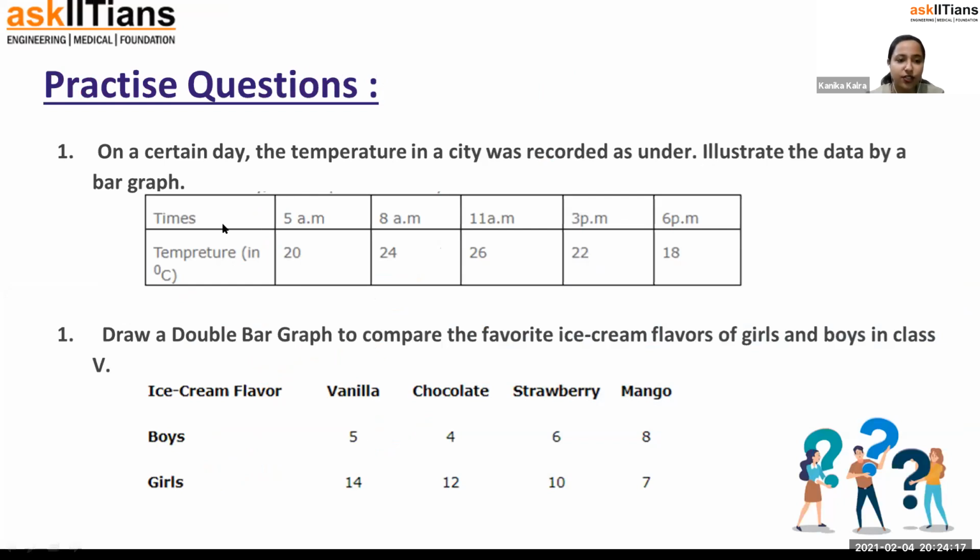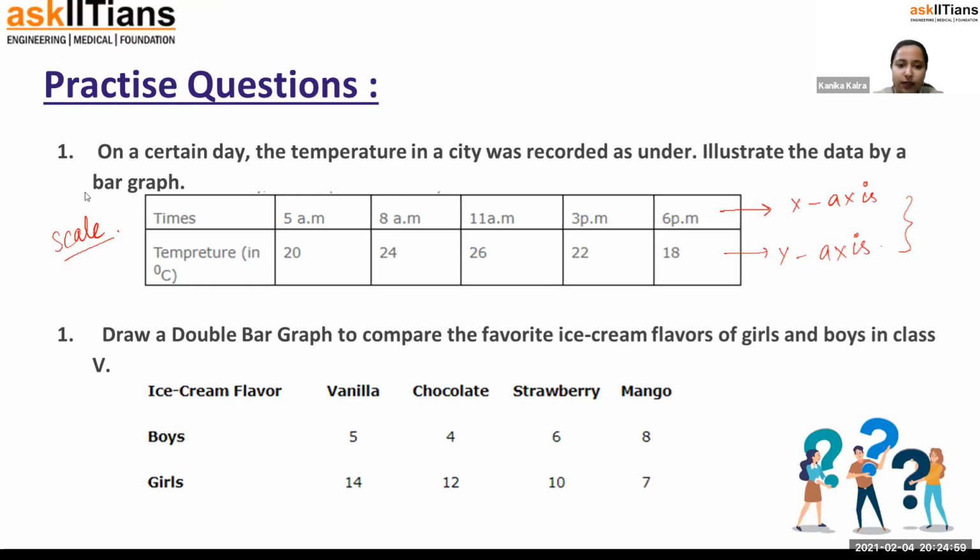So these are the practice questions. On a certain day, the temperature in a city was recorded as under. Illustrate the data by a bar graph. We have already covered the bar graph and it is easier to draw a bar graph now. You have to represent these data values on the x-axis, and the frequency would be represented on the y-axis. They haven't mentioned whether you have to draw the horizontal bar graph or the vertical bar graph. Until and unless it's mentioned, you can choose any kind of graph. And choose a scale wisely.